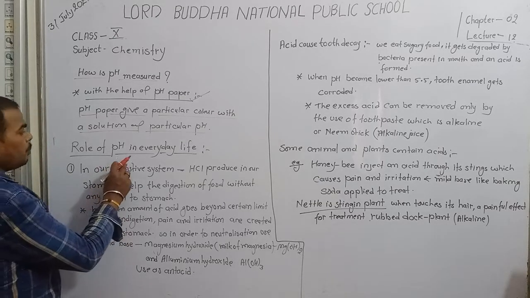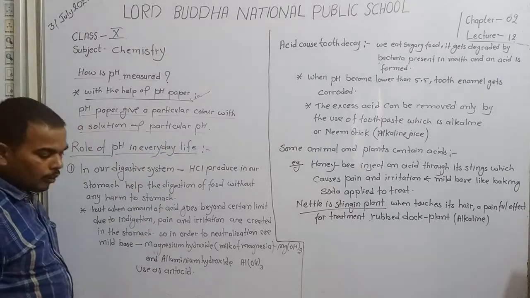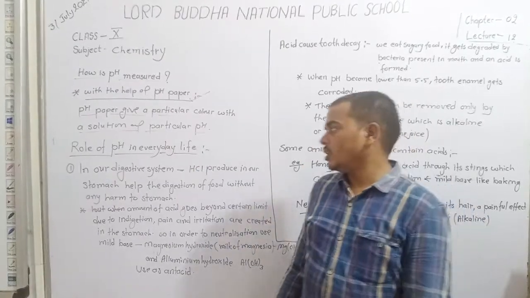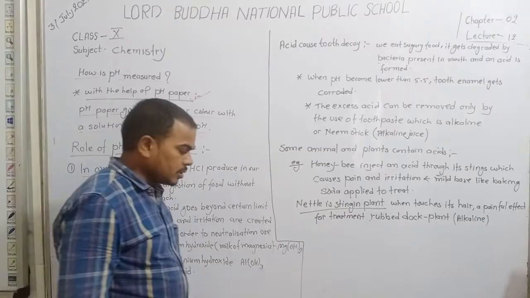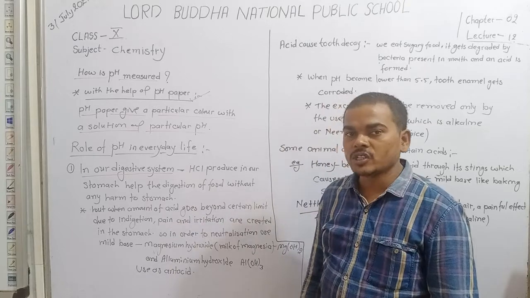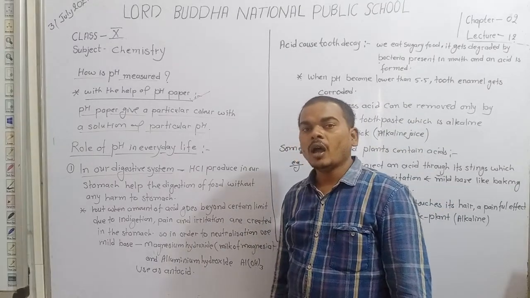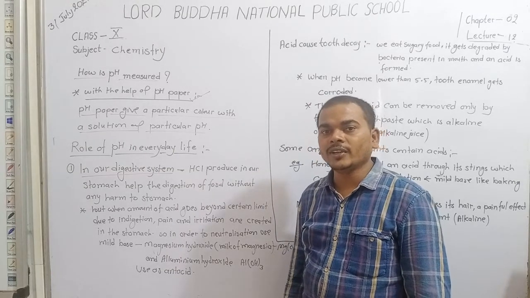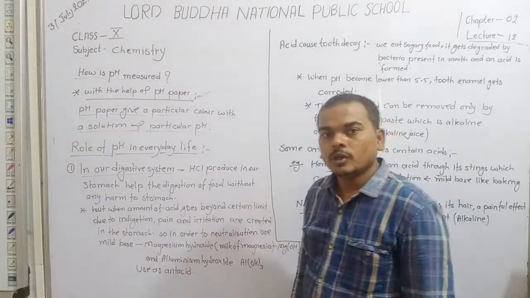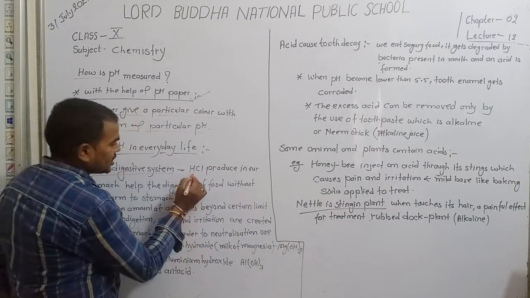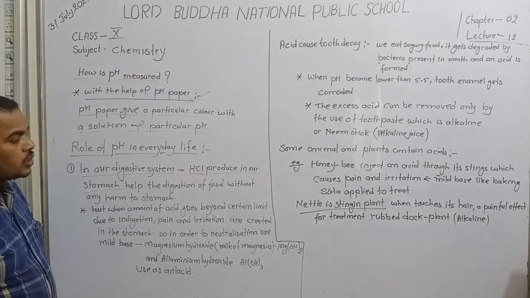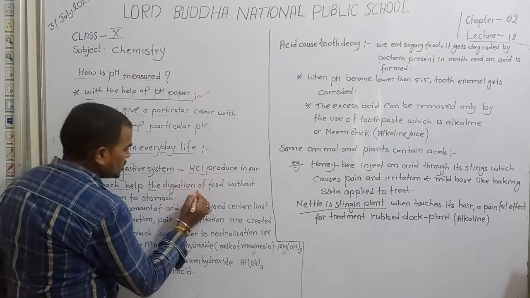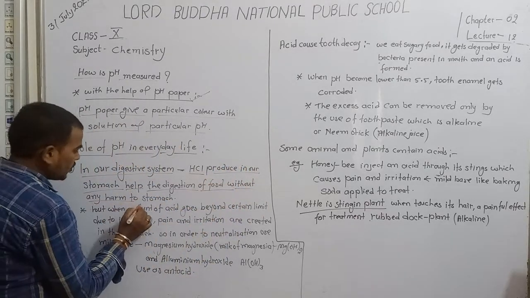Now let us discuss the role of pH in everyday life. The first role is in our digestive system. The food which you eat is digested in our stomach due to an acid, that is hydrochloric acid. The hydrochloric acid, HCl, produced in our stomach helps the digestion of the food without any harm to the stomach.